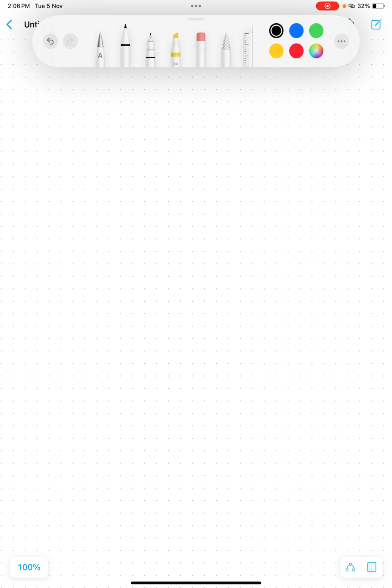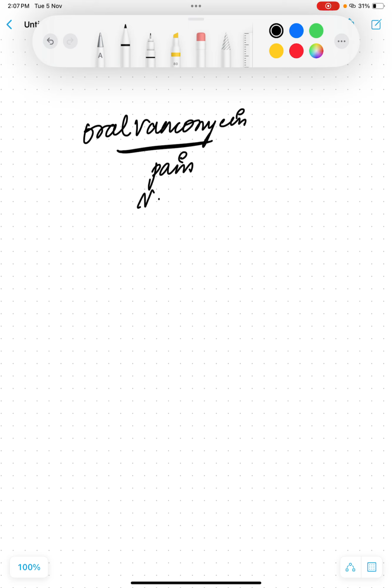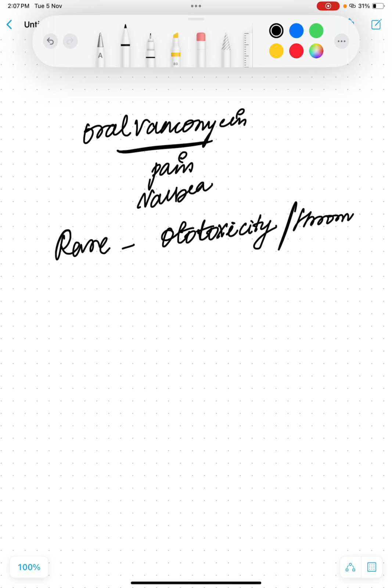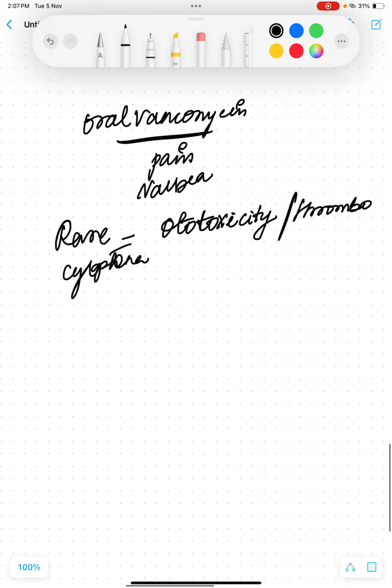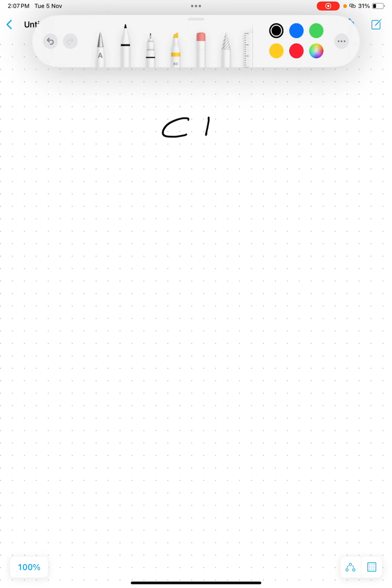Then, let's talk about the adverse effects with oral vancomycin. With oral vancomycin, the patient can have abdominal pain, nausea, and associated GI upset symptoms, and many of these usually subside symptomatically. Very rare side effects associated with vancomycin are ototoxicity and thrombocytopenia, which can occur.